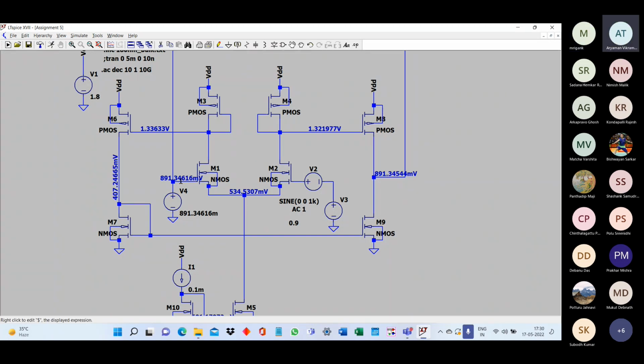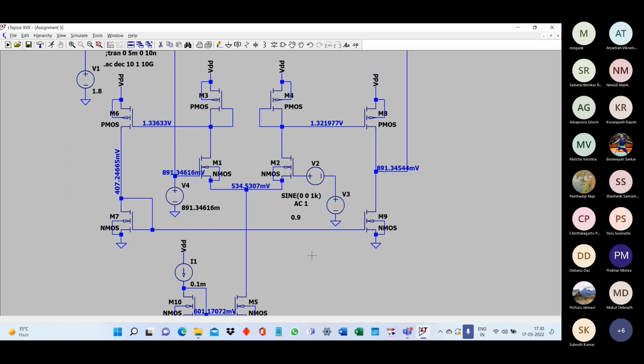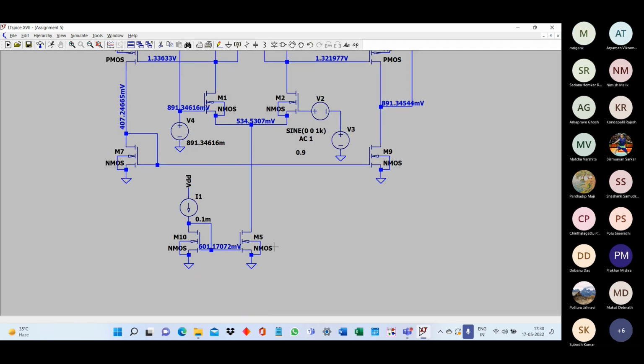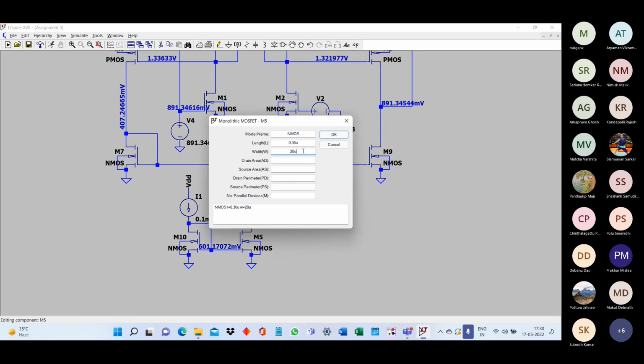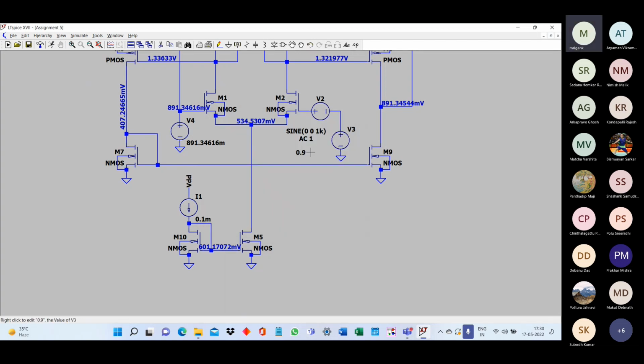M1, M2 VGS is less than V threshold in this case. The current is proper, right? So it is close to subthreshold region. It is not exactly in super threshold region, but still, the gain will be governed by the W by L ratios. So what we can do is, let us try to increase the current to 0.2. That will basically avoid the subthreshold region operation.